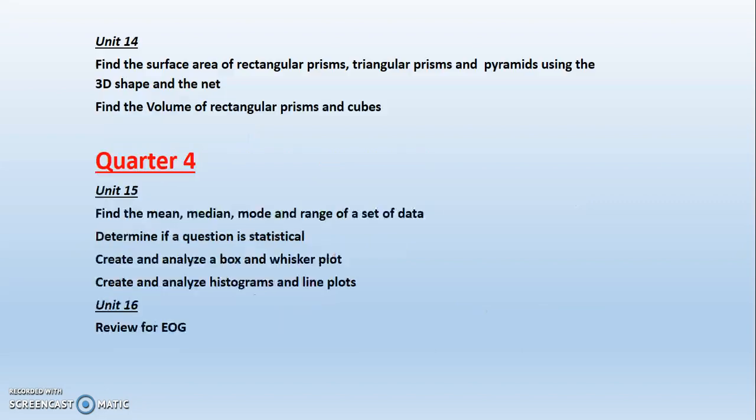We'll find the area of shapes on a coordinate plane, as well as surface area of 3D shapes like rectangular prisms, triangular prisms, and pyramids. And then we're going to wrap up by finding the volume of rectangular prisms and cubes.